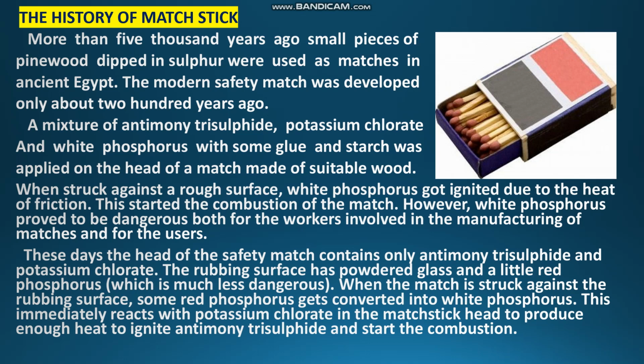So when it is struck against the rubbing surface, what happens? Some of the red phosphorus gets converted into white phosphorus. This white phosphorus immediately reacts with the potassium chlorate and produces heat. Then antimony trisulfide is ignited and starts the combustion.